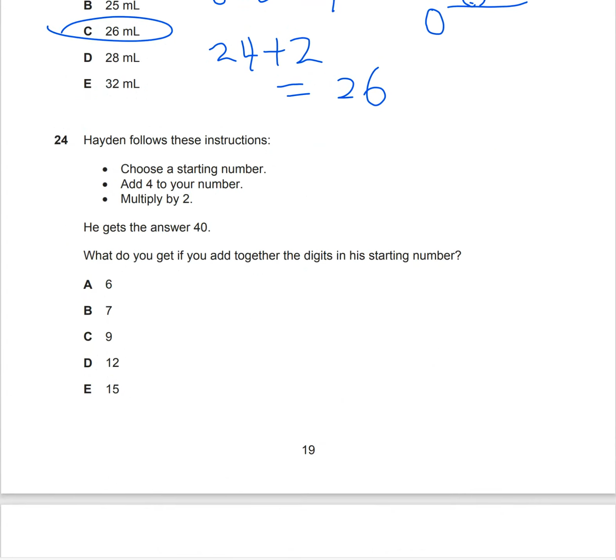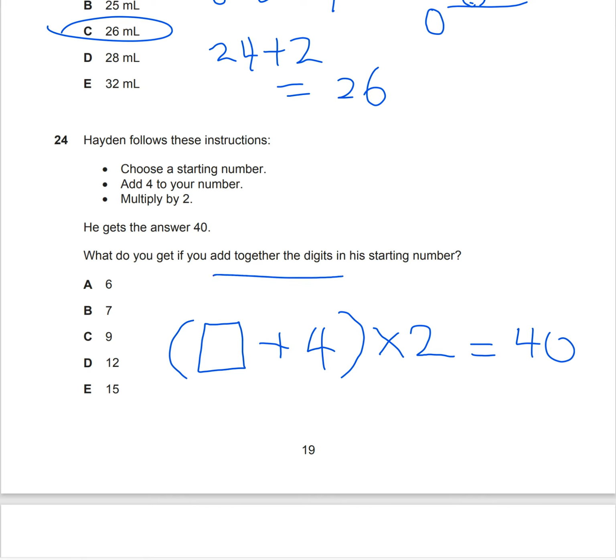All right, question 24. Hayden follows these instructions. Choose a starting number. Add 4 to your number. So we'll choose a starting number. We don't know what it is. We add 4 to the number, and then we times 2, and then the answer is 40. What do you get if you add up the digits in the starting number?